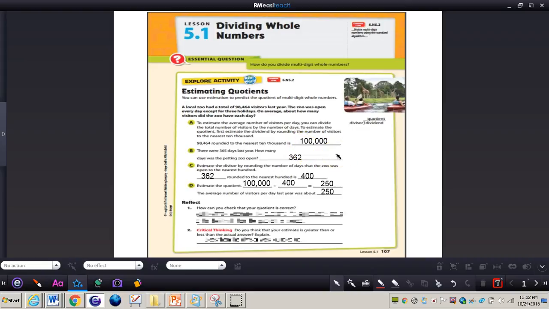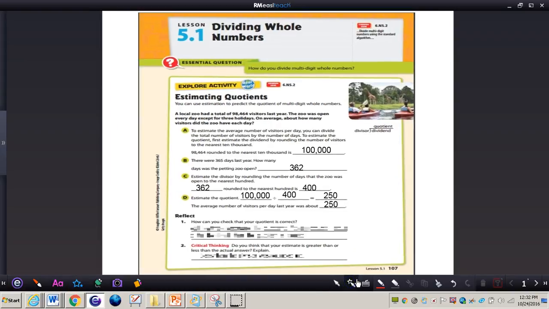And it says there were 365 days last year. How many days was the petting zoo open? 362. So we're going to round that to the nearest 100, which is 400. So now we estimate 100,000 divided by 400 is going to give us 250. So the average number of visitors per day last year was about 250. Now, keep in mind, whenever we're estimating, we're not getting exact answers necessarily. Okay, it's just an estimate.